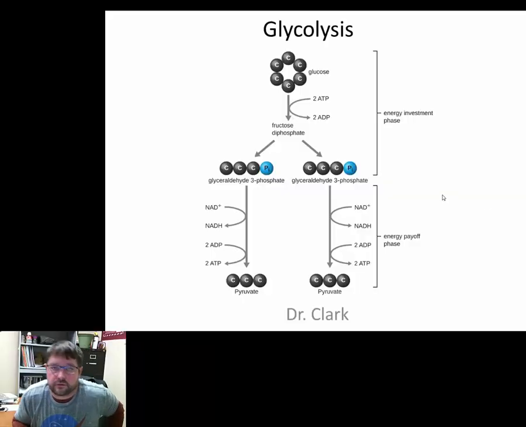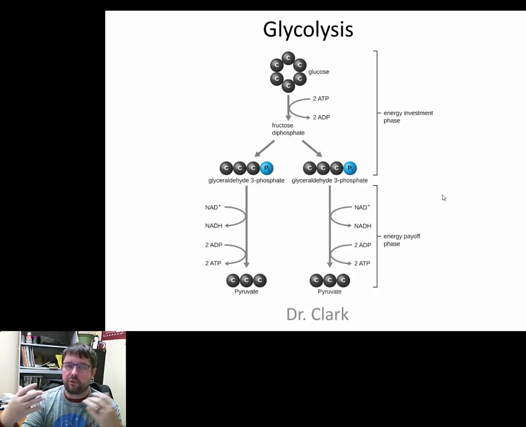Hi all, Dr. Clark here again, and today we're going to switch gears a little bit. We talked about how carbohydrates are constructed through photosynthesis, and now we're going to talk about how carbohydrates are destructed through cellular respiration. So how do organisms like ourselves and all other organisms that have mitochondria break down sugars and fats and proteins and nucleic acids to get energy?